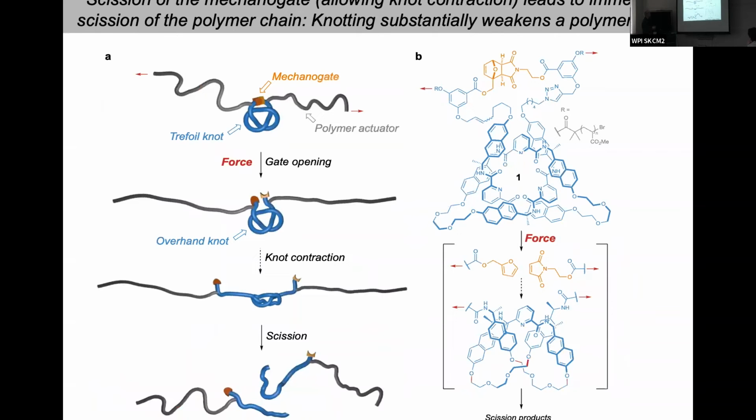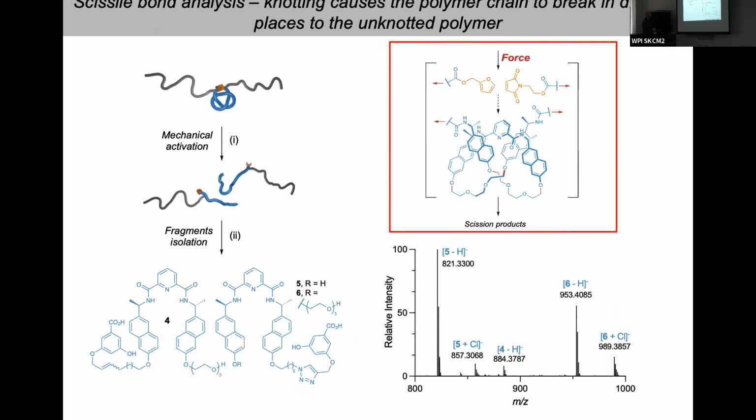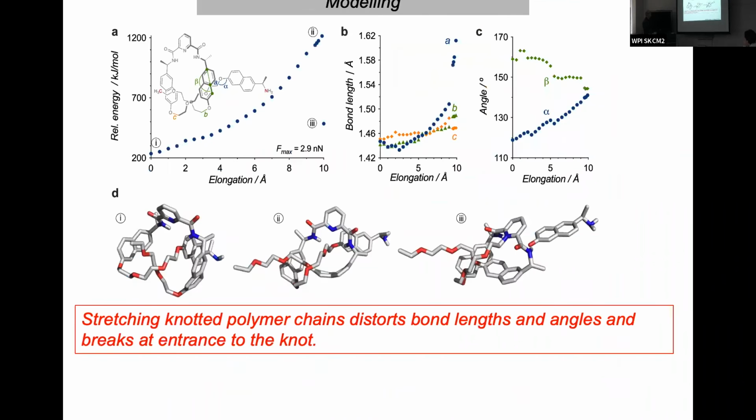More than that, this is actually what's happening here, and we can actually see the fragments of where the knot breaks. And by looking at the products that we isolate, we can see that the knot breaks at these points here, which are actually the entry points to the knot, just as theory predicted 25 years ago.